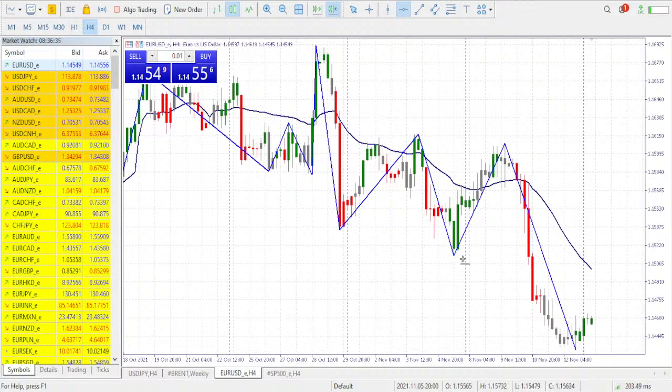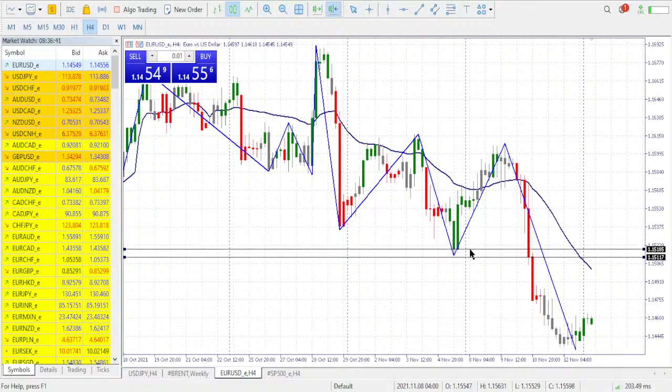It should not break beyond this level here. So if the price continues higher, then we don't expect it to go above this point here, which means around 1.15185, 1.15117. This is going to be the correct place to look for a sell from.